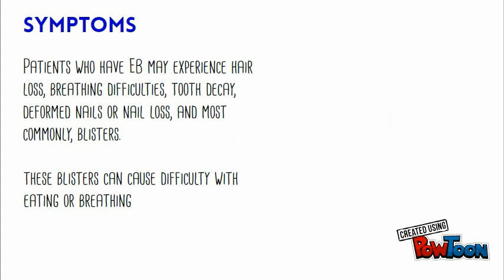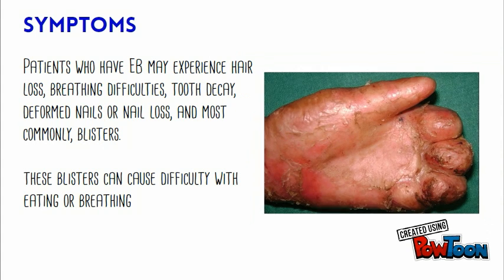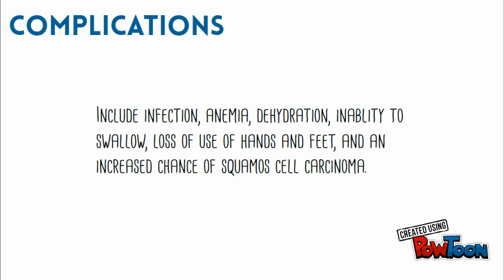Patients with EB face many difficulties in their everyday life, including hair loss, breathing difficulties, tooth decay, deformed nails or nail loss, and most commonly blisters. These blisters can cause difficulty with eating or breathing. Complications from EB include skin and blood infection, anemia, dehydration, inability to swallow, loss of use of the hands and feet, and an increased chance of squamous cell carcinoma, a type of skin cancer.